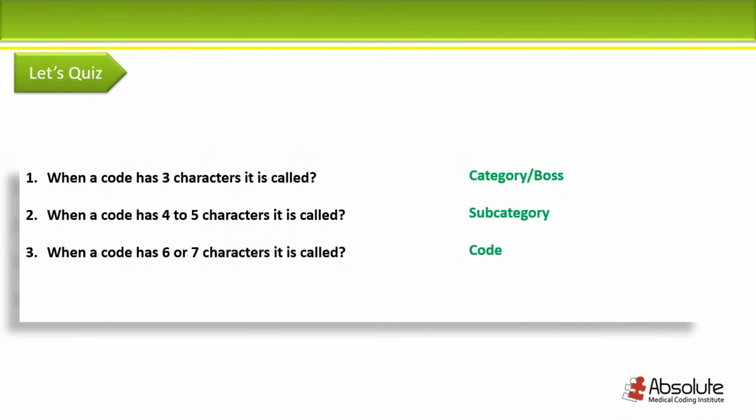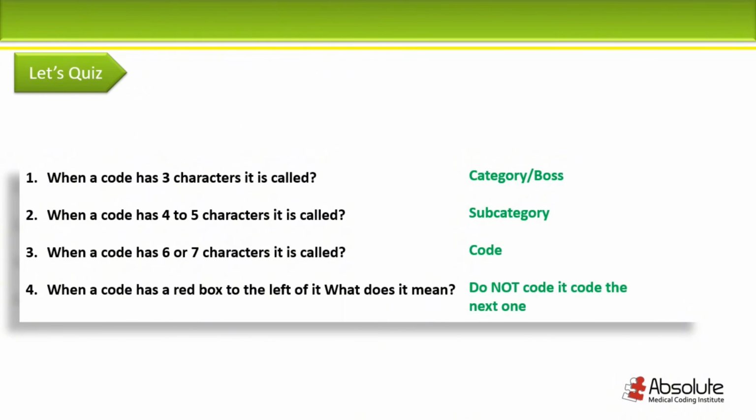Now we have one more question. I didn't review it on the previous slide. Let's see if you know. When a code has a red box to the left of it, what does it mean? If you said do not code it, code the next one, all right. So you cannot assign any code that has a red box to the left of it, ever. Okay? If you remember that, you're going to be just fine.